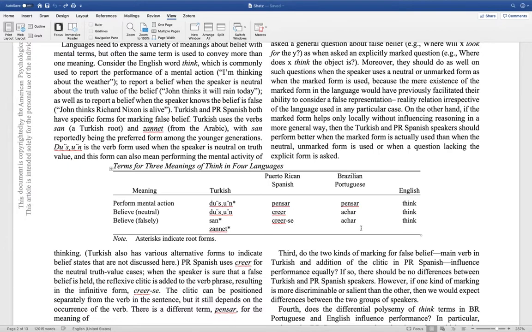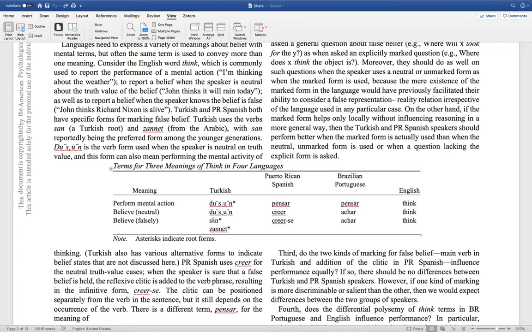Or do they falsely believe, or are they just uncertain? Now we look at Puerto Rican Spanish. We see a very similar situation, except creerse, right? You see that right there. There's a word that's derived from the belief-neutral word, but it has a specific tag. So in this language, there's one word that everybody can look at, that a kid can use to say somebody else falsely believes that. And in Turkish, you have 2 words that connote false belief.